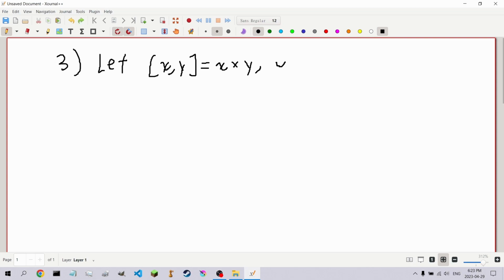Let's try to write a bit neater. It's very difficult with this, where this thing here is the cross product on R3. And you can show that this is itself a valid Lie bracket that satisfies all the conditions we've shown.